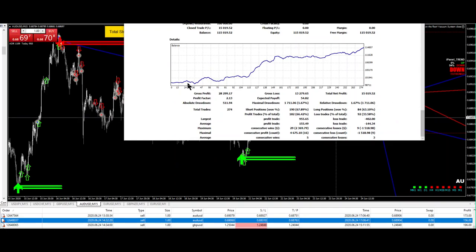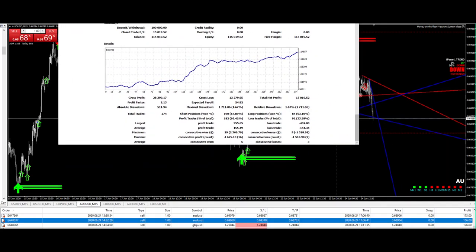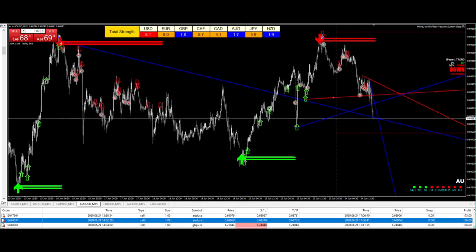So anyway, let me just look at this thing here. Anybody can just tell by looking at the line graph, this thing's making money. So I'm just so happy about it. I just wanted to share with everybody. It's pretty awesome. And this robot's just killing it.